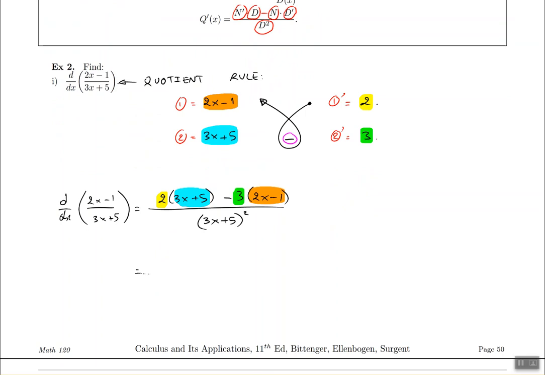So in other terms, this means that I'm supposed to multiply the 2 with the 3x and 2 with the 5, then the 3 with the 2x, then the 3 with the 1. So negative 3 times negative 1 is going to be positive 3. And I don't mess with the denominator. I just leave it alone. We don't touch it. And finally, combine like terms. In this particular one, 6x minus 6x is going to go away. We end up with 13 divided by (3x plus 5) to the power of 2. So that's the derivative of the original question.